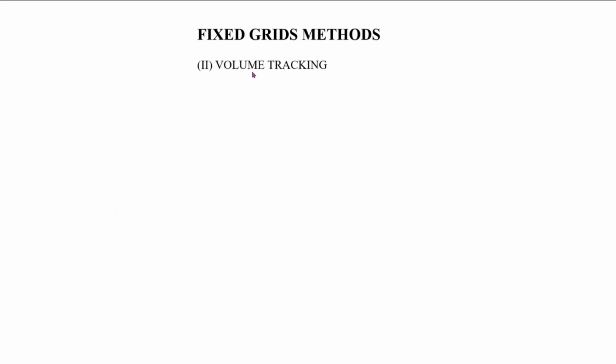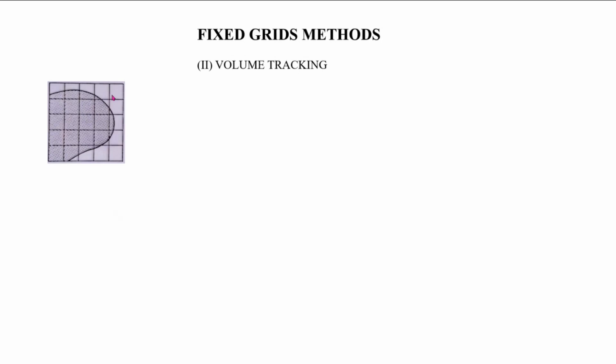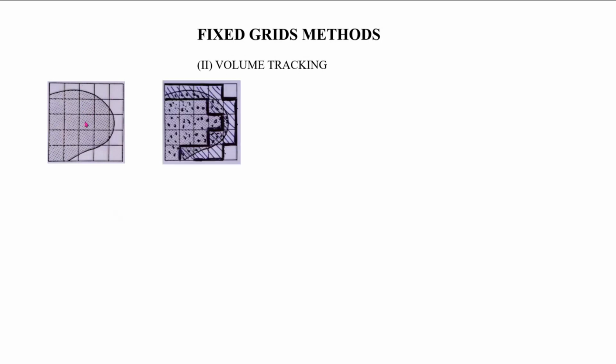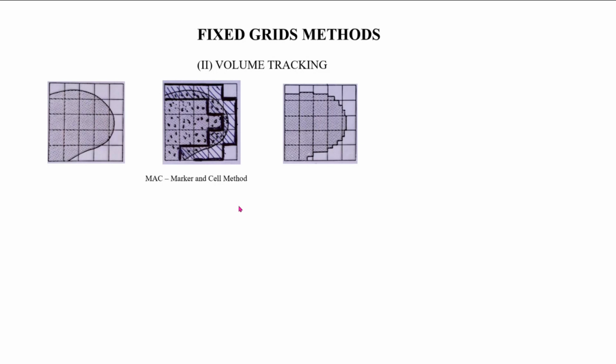Now, another concept in surface tracking is volume tracking. So this is my interface on the left side, and I know that my interface is in the cells that are dashed. Okay, so I know roughly which cells contain my interface. So this is the basis of the marker and cell method. If I have cells that contain, let's say, blue elements and green elements, it means the interface is somewhere there. And then the question is how to reconstruct this interface, because the only thing I know is that the interface is somewhere there. And there are various algorithms.